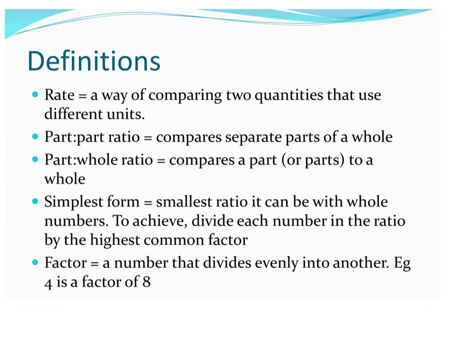On this page we have more definitions. A rate is a way of comparing two quantities that use different units. A part-part ratio compares two separate parts of a whole. A part-whole ratio compares a part or parts to a whole. Simplest form is the smallest the ratio can be with whole numbers. To achieve this, divide each number in the ratio by the highest common factor. Just a reminder, a factor is a number that divides evenly into another. For instance, 4 is a factor of 8 because it goes into 8 two times.